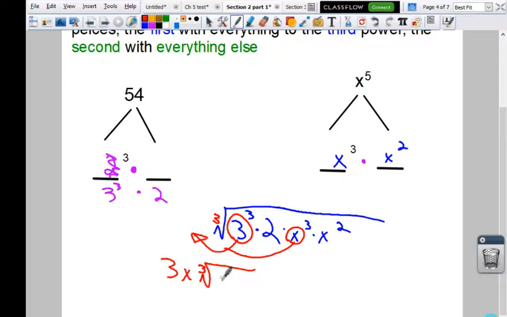2x squared, right? The 2 didn't get kicked out, x squared didn't get kicked out. So this is my simplified version. I have 3x cube root of 2x squared. I'm going to keep going over it, Helena. Don't worry.